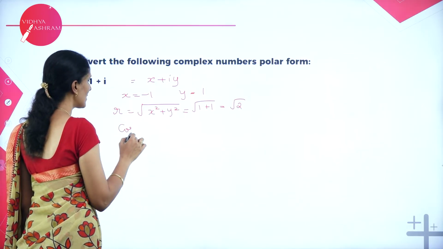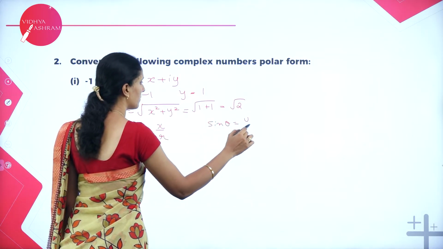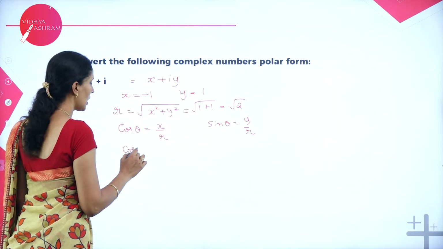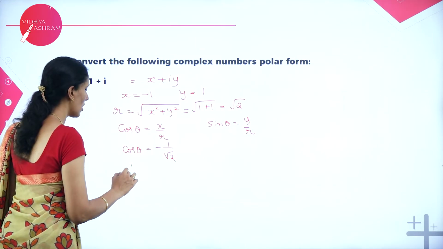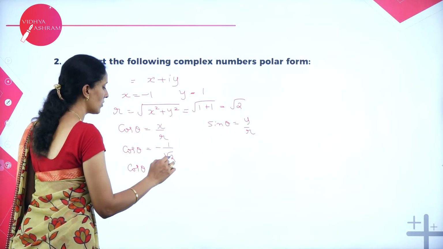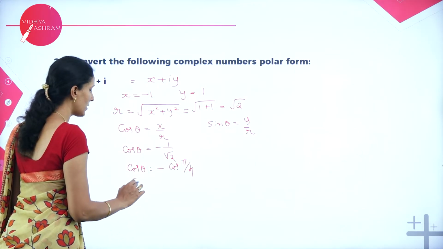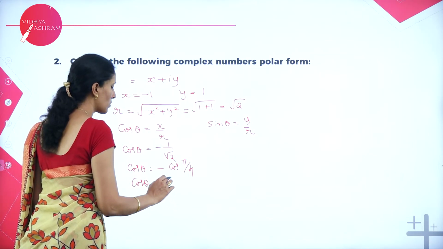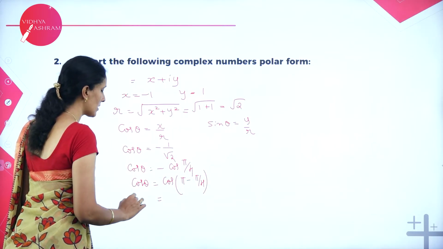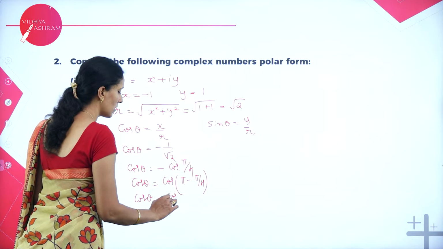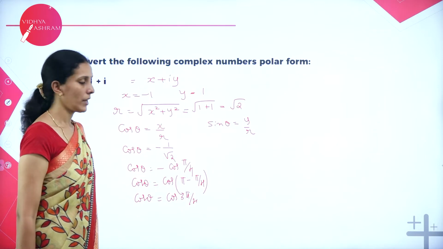So for that, I'll use cos theta is equal to x by r and sin theta is equal to y by r. So let's see now, cos theta is minus 1 by root 2. So when you have minus for cos theta, it is minus of cos pi by 4. When you have minus of cos theta, replace it by pi minus pi by 4. So it becomes cos of pi minus pi by 4. So when you write this, cos theta will be cos 3 pi by 4. So for cos 3 pi by 4, it is minus 1 by root 2.